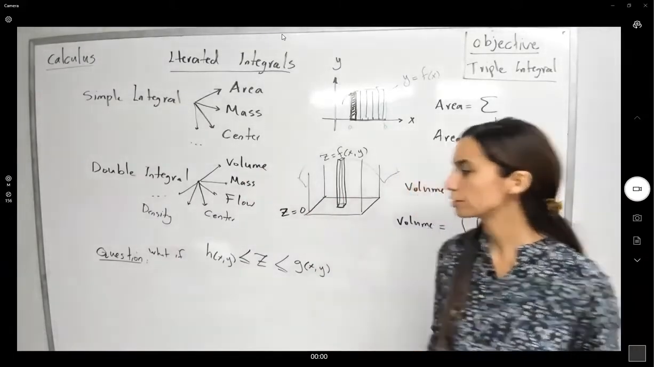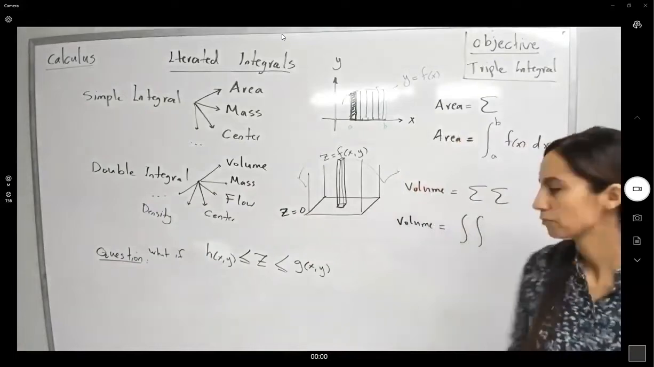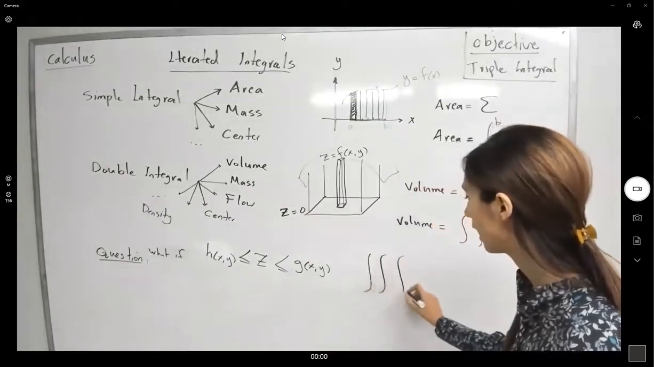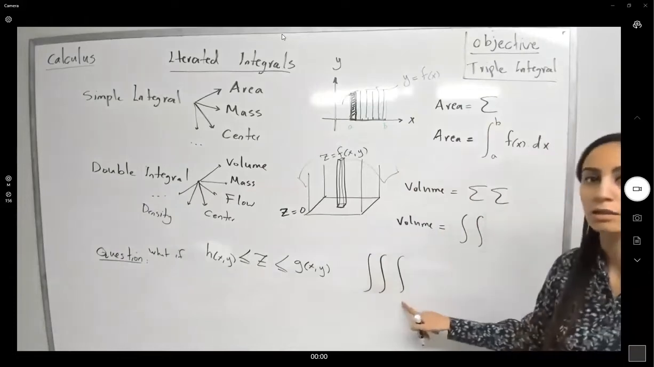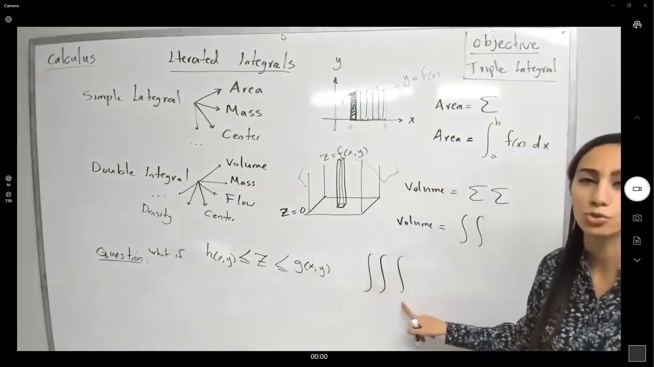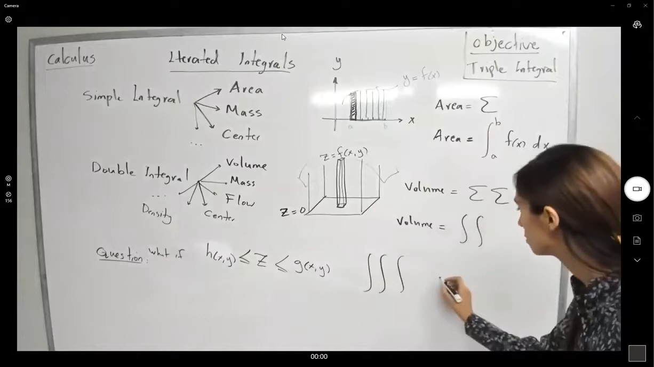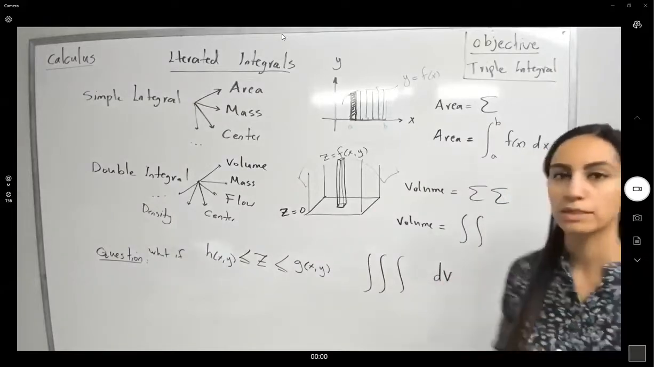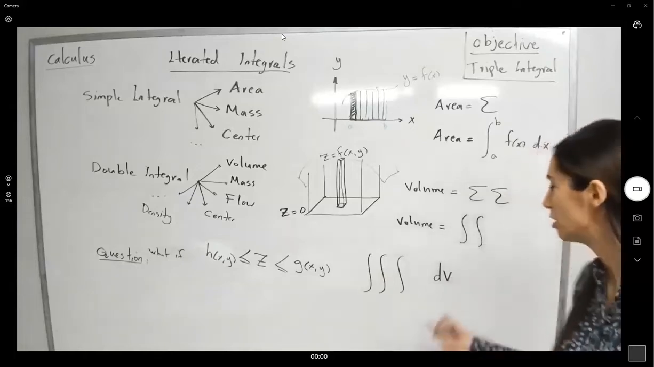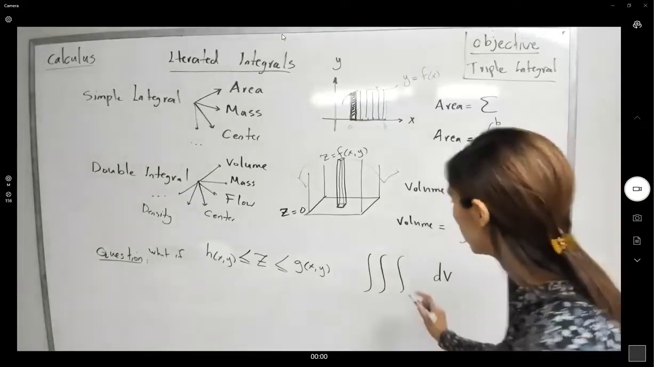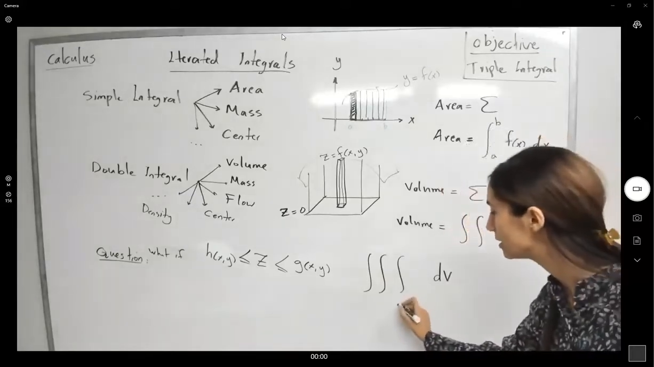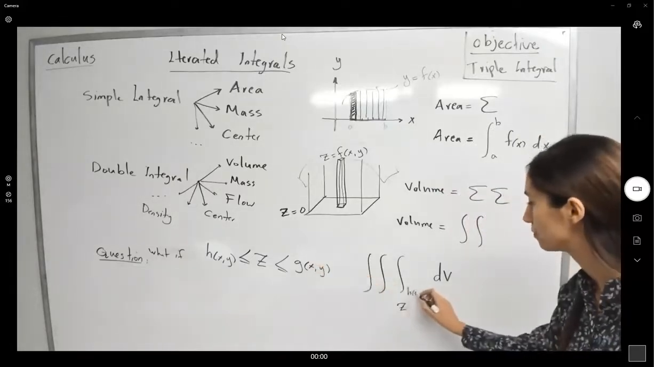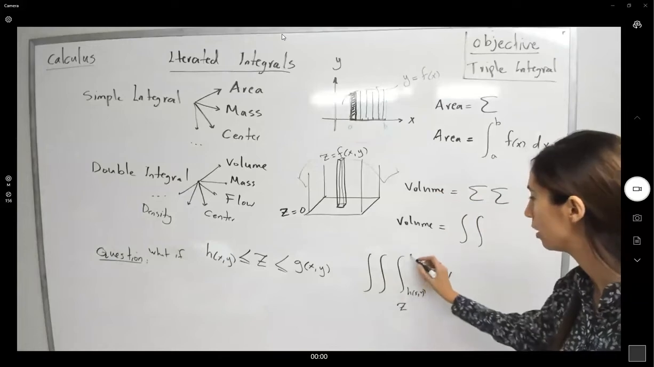Here we're going to introduce the triple integral. We're going to say that now that we have x and y, we're going to add another integral related to z. So here we're going to use dV, the element of integration for x, y, and z, and we're saying that our z is bounded below by h and above by g.